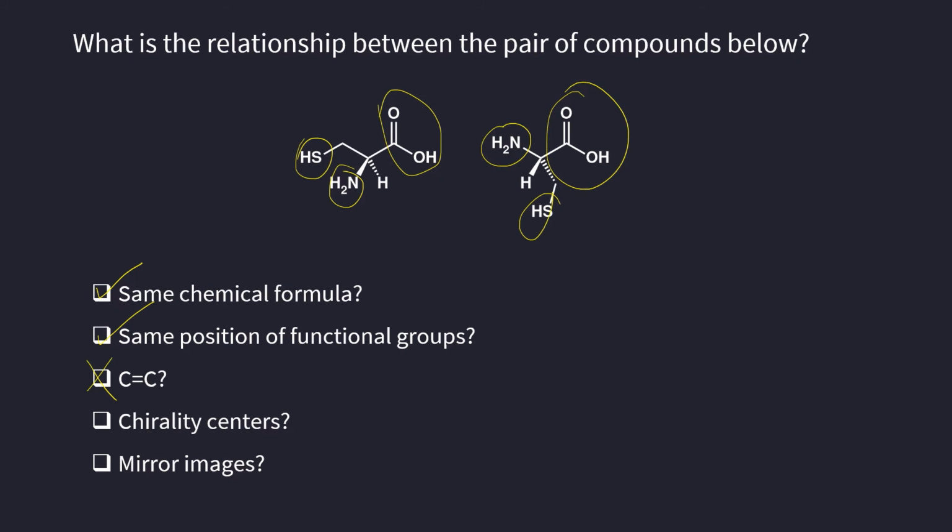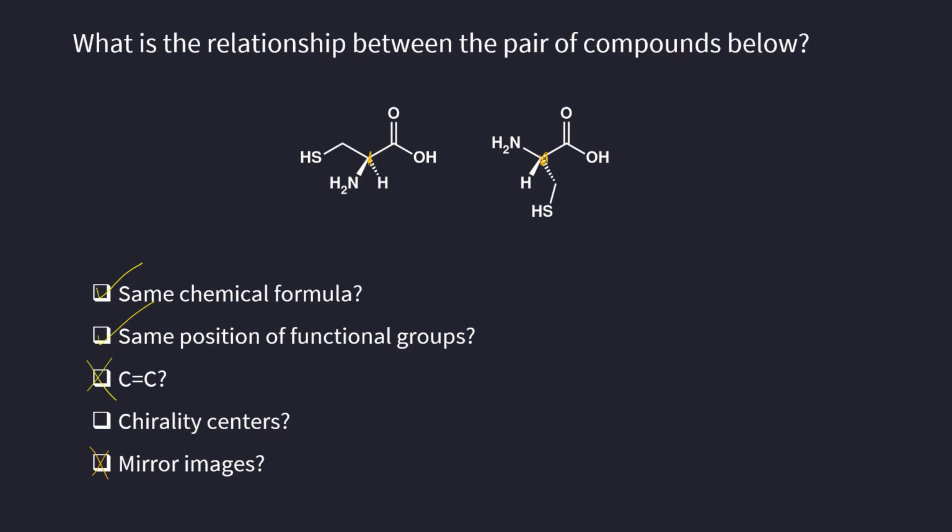So then let's take a look at the chirality center. They both have one chirality center. So at this point, they don't look like mirror images. But let's verify whether they are enantiomers or the same compound by looking at the priority of the groups and determining their configuration. So if they're the same compound, they must have the same configuration. If they are enantiomers, then one must be R and one must be S.